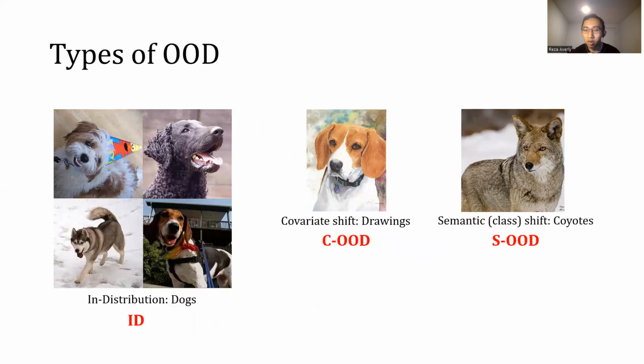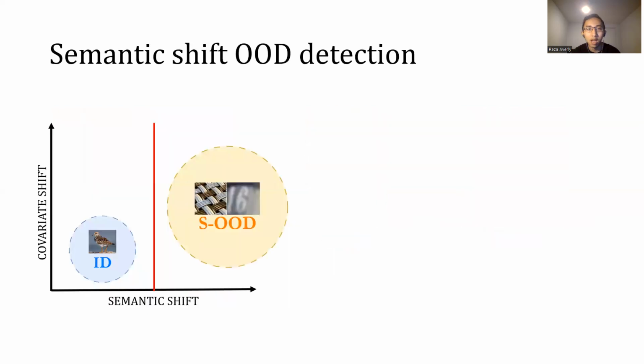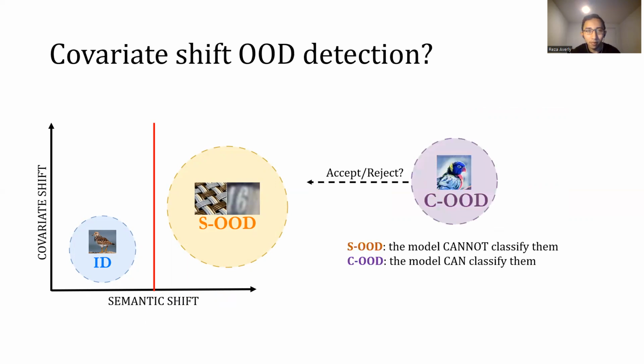So there are many types of OOD, but they can actually be categorized into two major groups, which are covariate shift with different domain and semantic shift with different classes than in-distribution data. For semantic shift OOD detection, the goal is to detect those examples, and this has been the main work in OOD detection, and there have been many works on this problem. Covariate shift detection, on the other hand, has not been truly explored, and the reason is that they are fundamentally different from semantic shift detection.